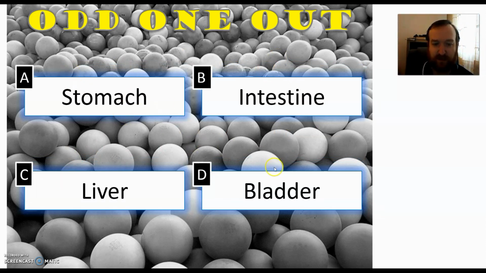Stomach, intestine, liver and bladder. Well, stomach is an organ, intestine is an organ, liver is an organ, and bladder is an organ, so which is the odd one out? Well, stomach is part of the digestive system. So it's where the food's starting to be broken down. The intestine is where we absorb nutrients, as we said at the beginning. And the liver, part of its role is producing enzymes, which is part of the digestive system. But the bladder, that takes out those waste products, makes pee, makes urine. So bladder's the odd one out, because it's not part of the digestive system.